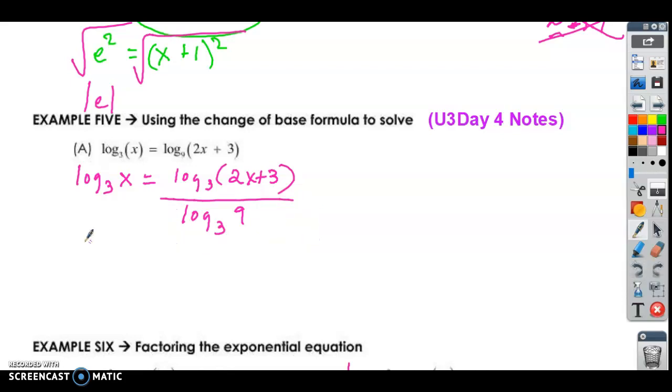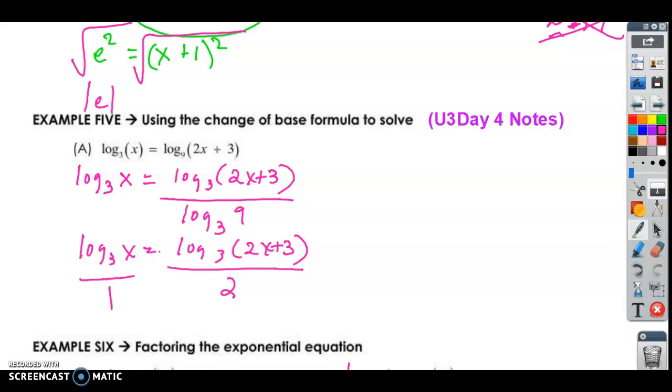So I'm just going to rewrite this as log base 3 of x equals log base 3 of 2x plus 3 over 2, because log base 3 of 9 equals 2. So now I'm just going to think of this as a proportion, cross multiply. Or you could think about multiplying both sides by 2. It is the same thing, however you want to think about it. The 2 is going to go with the log of x. So it's 2 log base 3 of x equals log base 3 of 2x plus 3.